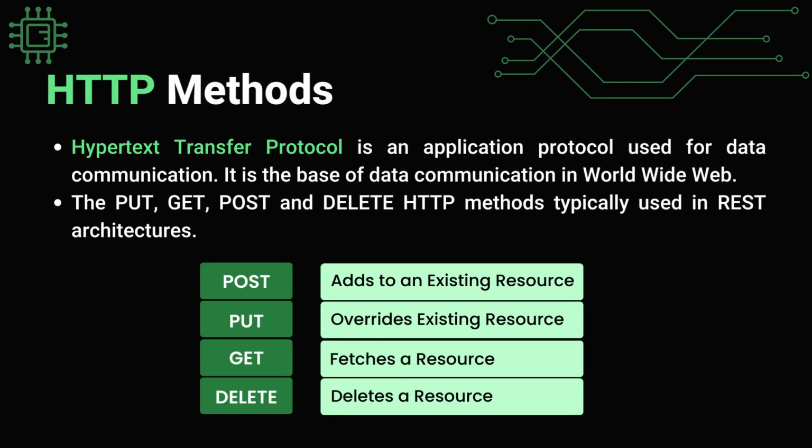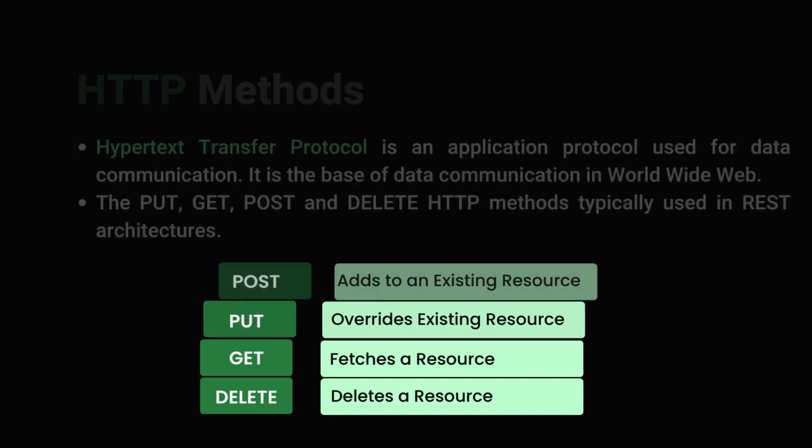Hypertext Transfer Protocol is an application protocol used for data communication. It is the base of data communication in the World Wide Web, and PUT, GET, POST, and DELETE are the major HTTP methods typically used in REST architectures. POST adds to an existing resource, PUT overrides an existing resource, GET fetches a result, and DELETE deletes a resource.